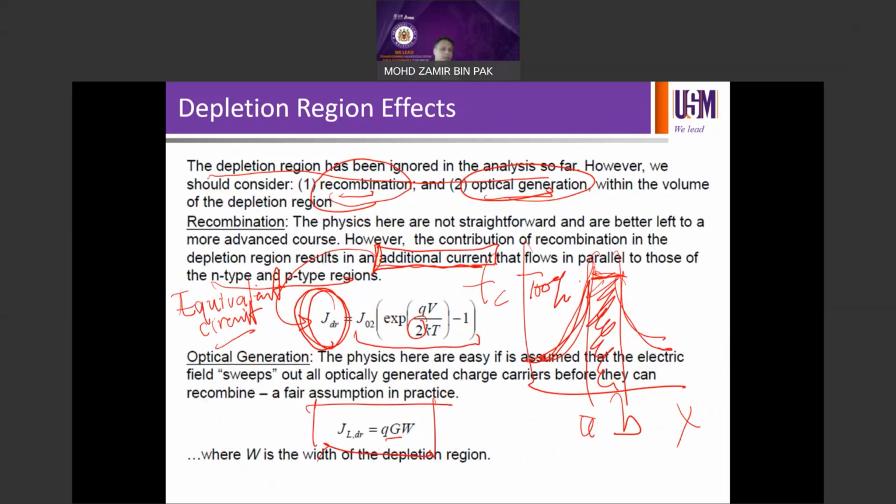And in real life, you should expect the depletion region to have recombination as well, right? We have been assuming that there's no recombination within the depletion region, only recombination outside it. But in the actual case, you should also expect recombination in the depletion region, and the additional current that results can be represented by J_DR below. So you should be able to sketch the representation of this J_DR, or J02 if you like, with the ideality factor of 2 in a diode equivalent circuit. How does it look on a diode equivalent circuit?